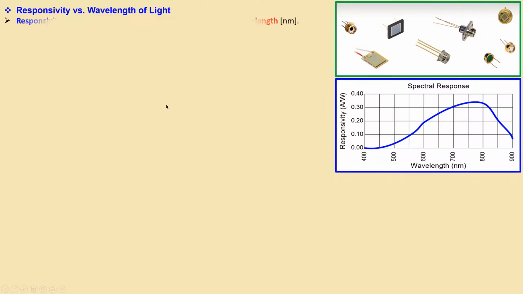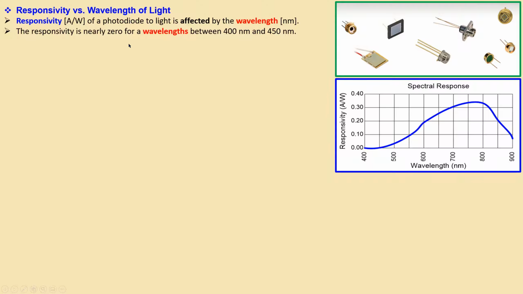Now you can see in this example that the responsivity, which is in amps per watt of light on the photodiode, is affected by the wavelength, and the wavelength is given in nanometers. You can see also that the responsivity is almost zero between 400 and 450. So it is not really generating any current or signal in this part of the plot. Then it will increase: as the wavelength increases, the responsivity will increase and reach a maximum around 775 nanometers, just in this example, not always.